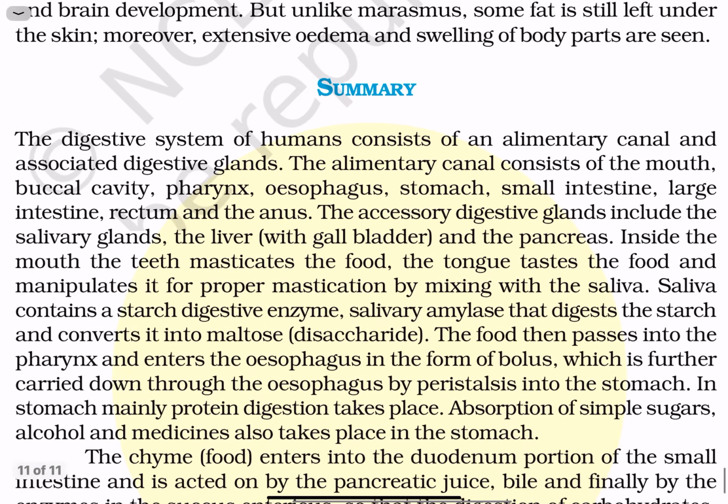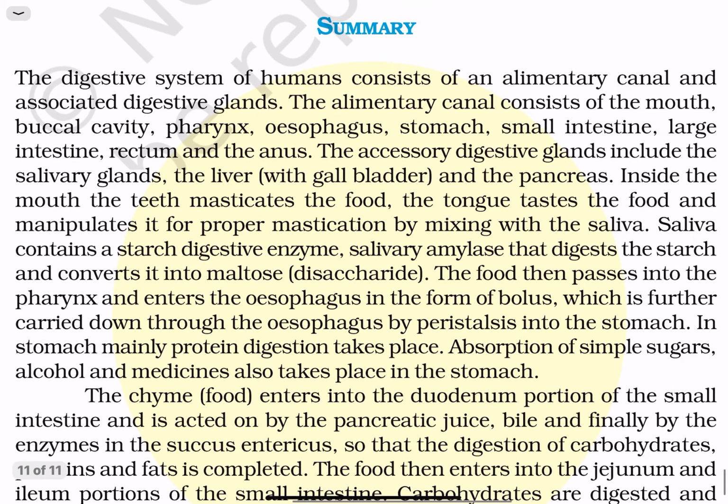Summary: the digestive system of humans consists of an alimentary canal and associated digestive glands. The alimentary canal consists of the mouth, buccal cavity, pharynx, esophagus, stomach, small intestine, large intestine, rectum and the anus. The accessory digestive glands include the salivary glands, the liver with gallbladder and the pancreas.